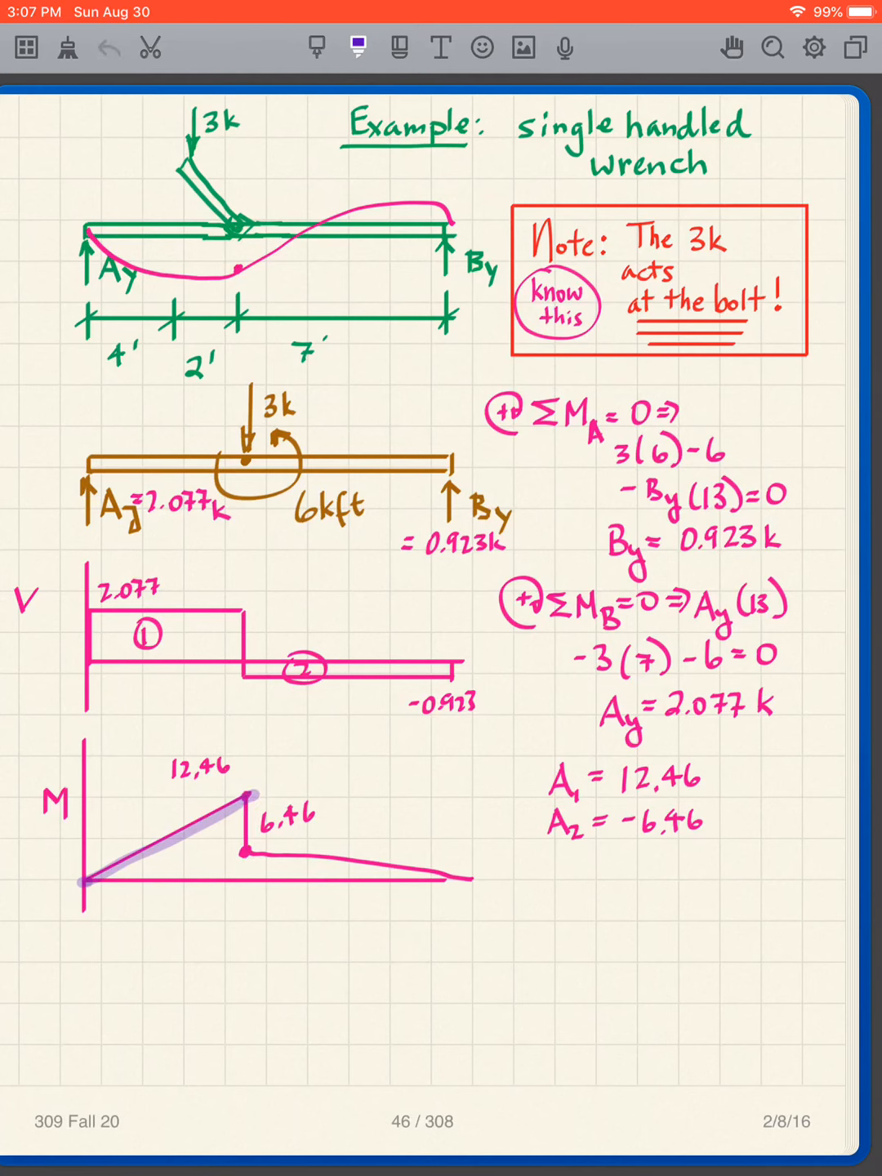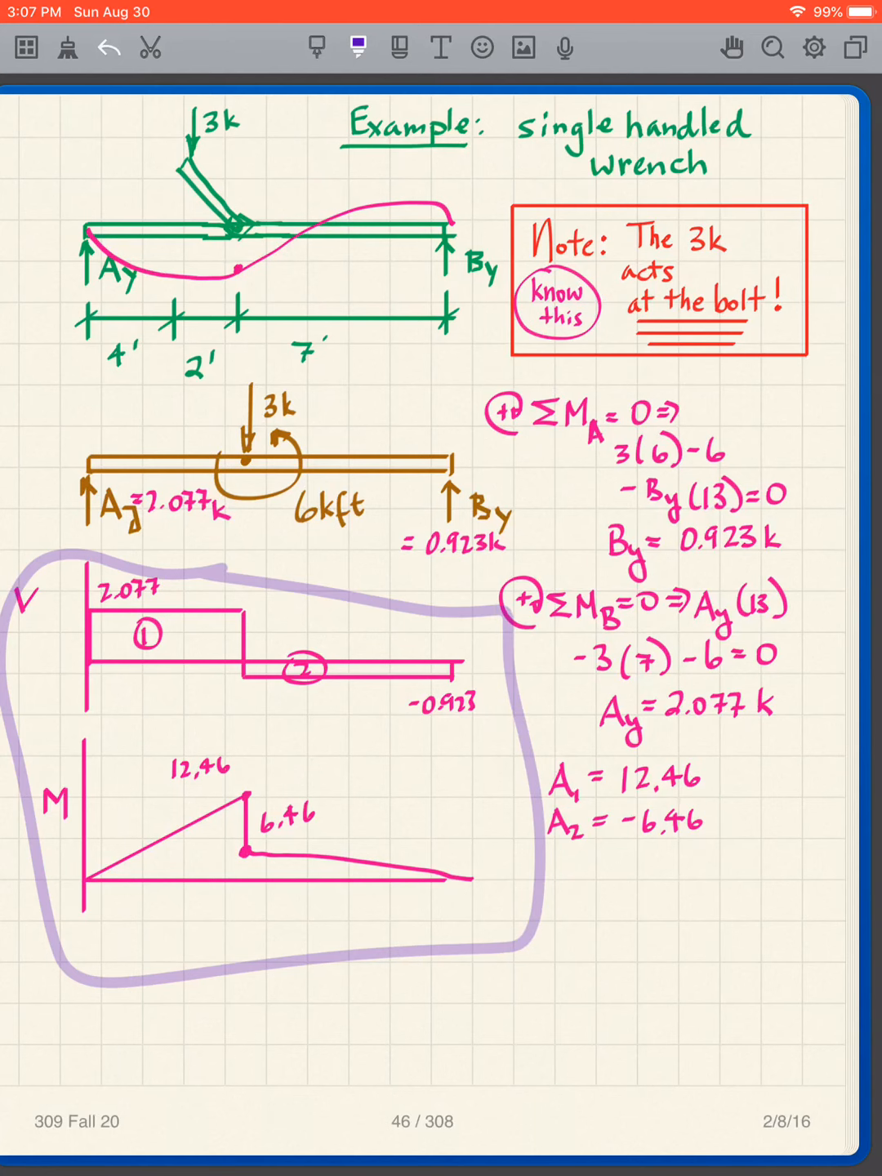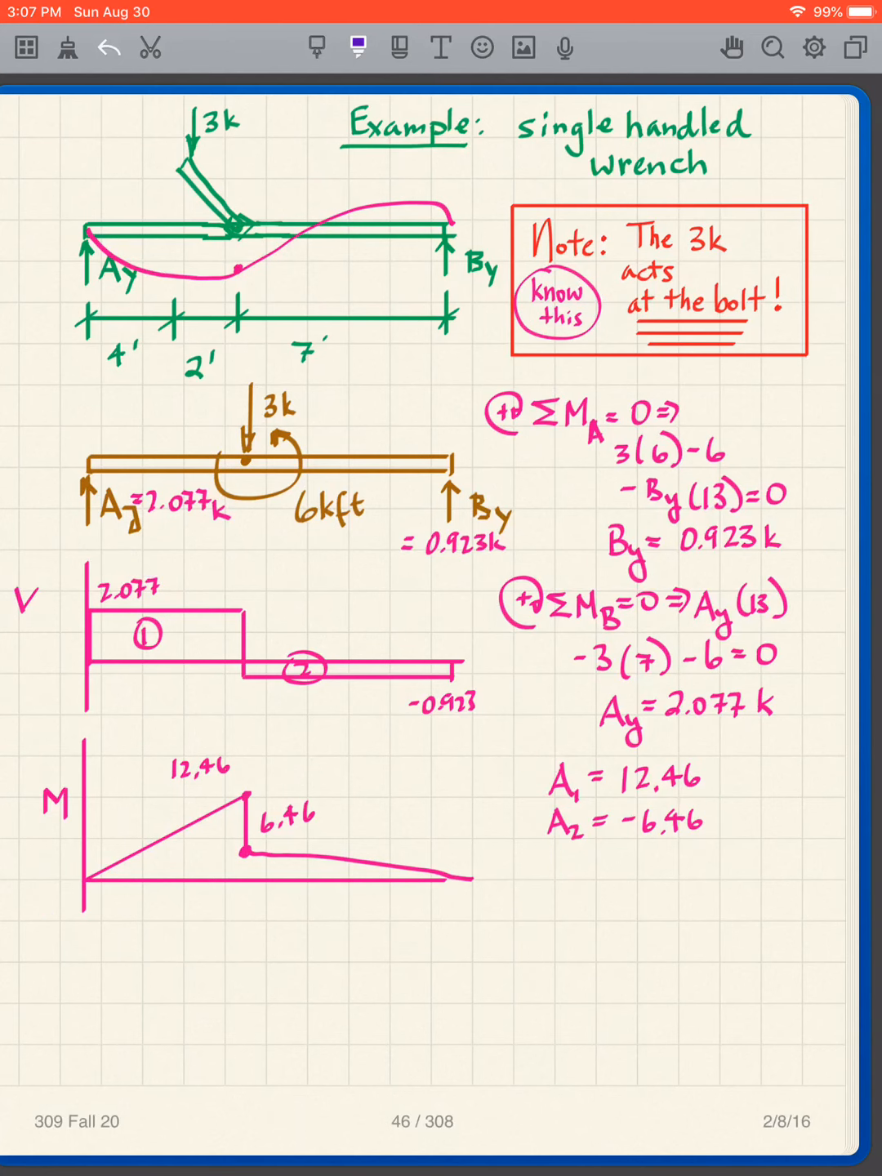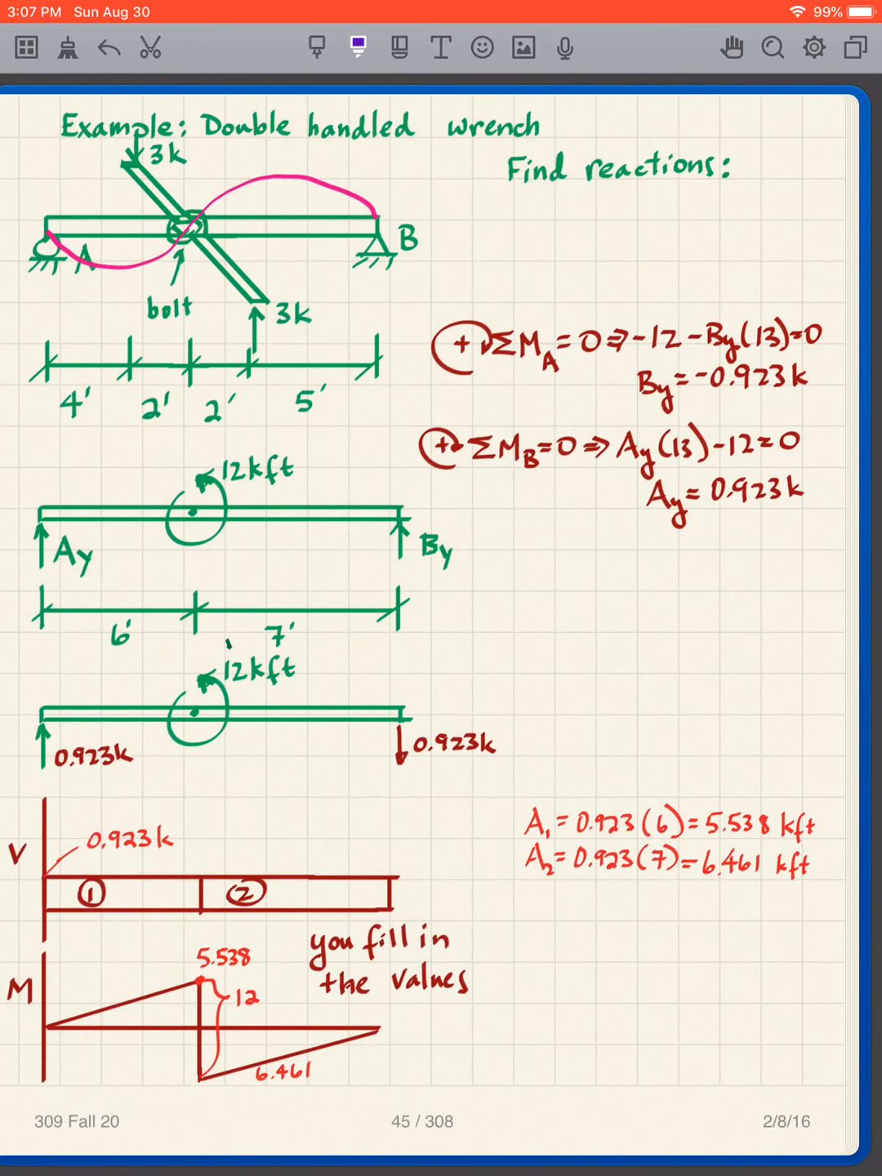So I'll put it this way. Notice that if I compare these two, I have my shear and bending moment diagram looks like this for my single-handled wrench. For my double-handled wrench, it was completely different. So just be aware that you need to pay attention to single-handled wrench, double-handled wrench.